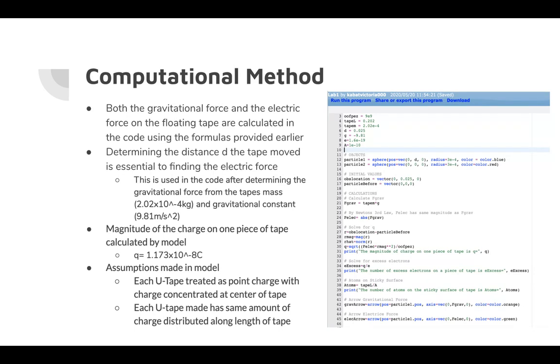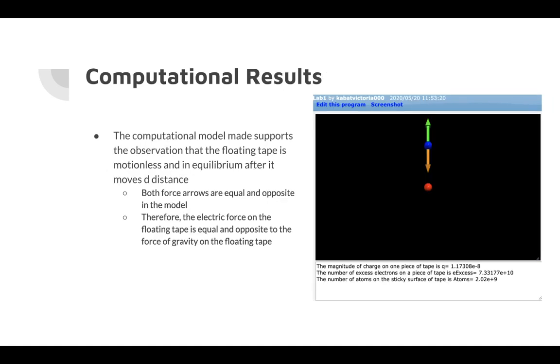The computational model is shown to the right, and the code involves using calculations that we used by hand earlier. The most important part of this model is calculating Q, which is found to be 1.173 times 10 to the negative 8th coulombs again, and the assumptions made in this model are the same as used before. The model displays two force arrows and then the two particles or spheres that are representing the two pieces of tape.